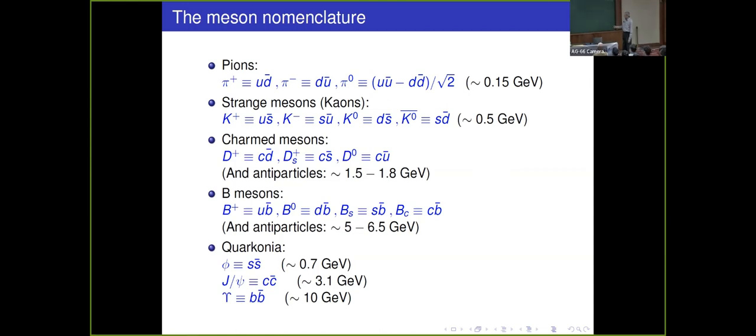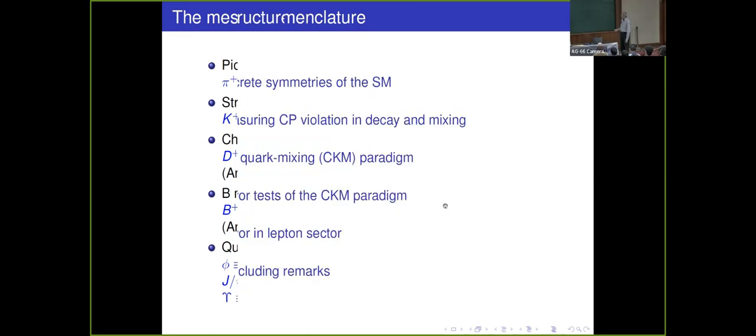About 1.5 to 1.8 GeV. All the bottom mesons will be called B, and the quarkonia will be referred to as phi, J/psi, and epsilon: strange, charmed, and bottom. Okay, so these particles are going to appear all the time in this, so this is a slide worth getting introduced to.